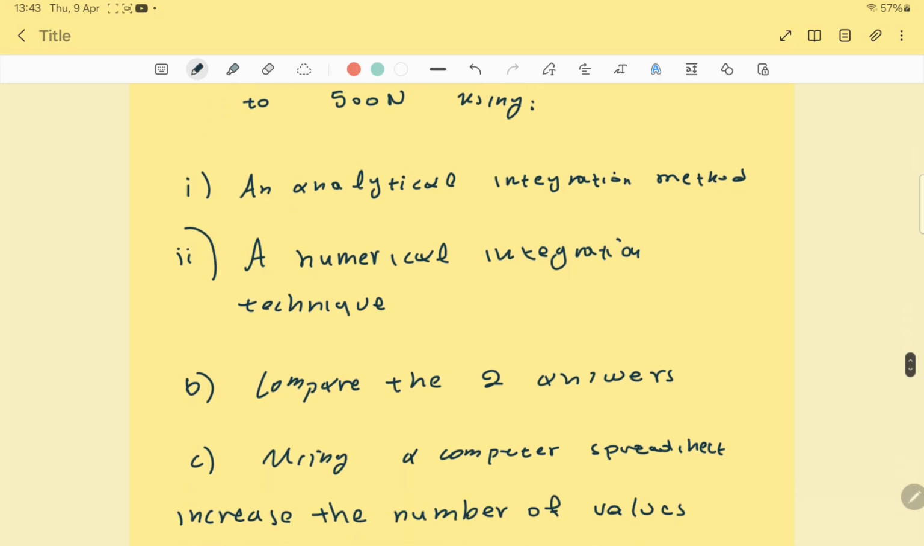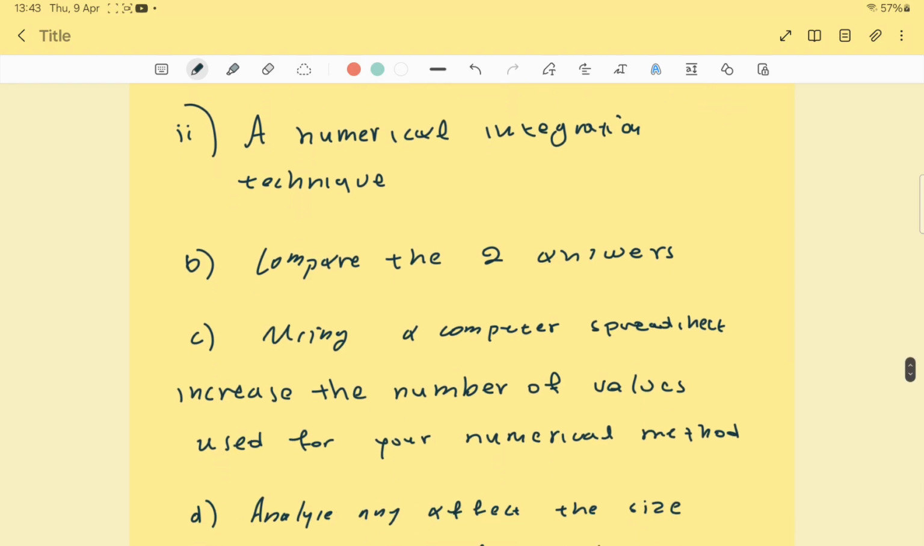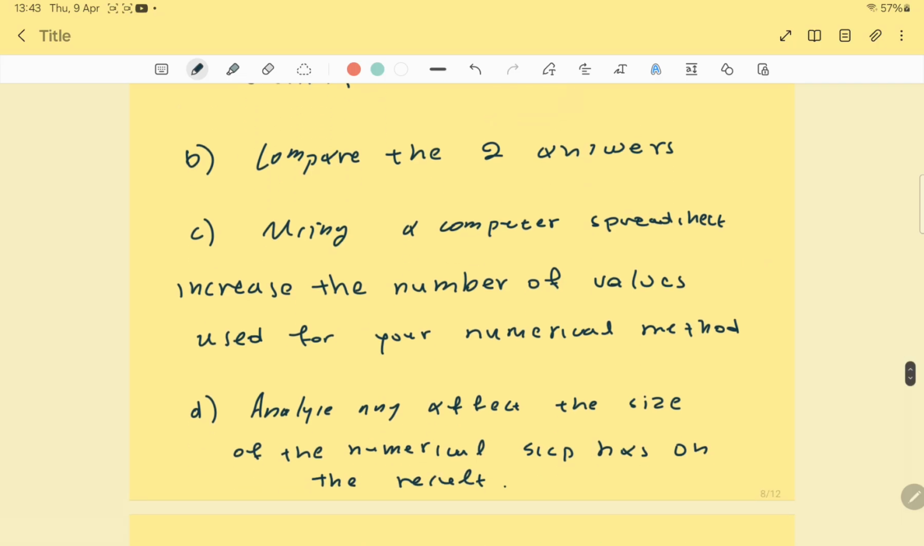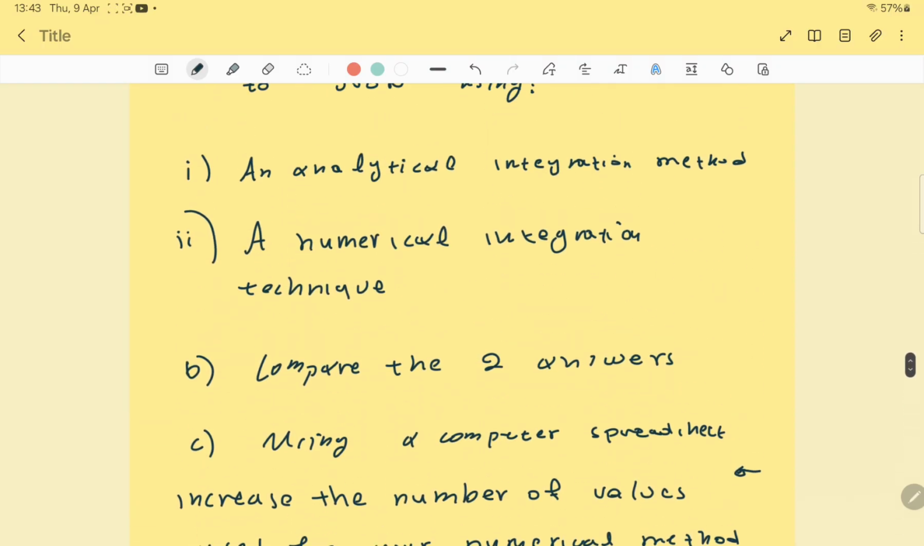For the second part, a numerical integration technique. B, compare the two answers. C, using a computer spreadsheet, increase the number of values used for your numerical method. This will give you some hints on how to do it, because I'm not going to do it here. And I will explain what needs to be done for part D.